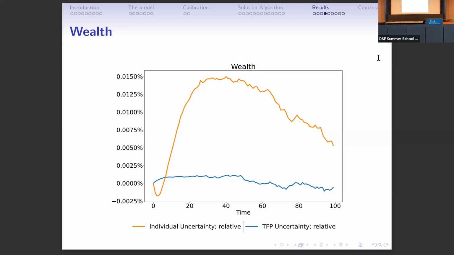On the impact, you see, this is average wealth, it decreases, but then it goes up. For TFP uncertainty, we don't really see much effect of the TFP uncertainty shock. So is this result surprising, right?